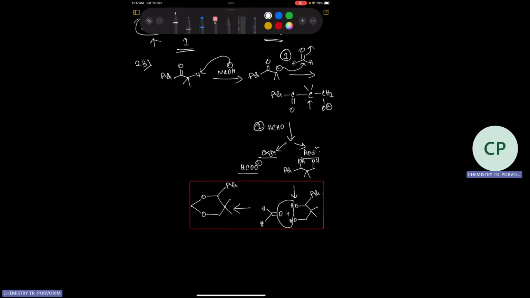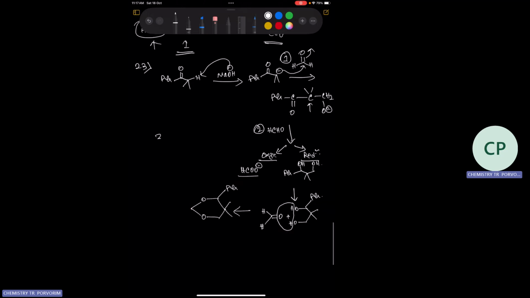So how many HCHO molecules are reacting? Three molecules of HCHO are reacting. Why three? Because this is the third one. Okay, so this is it.